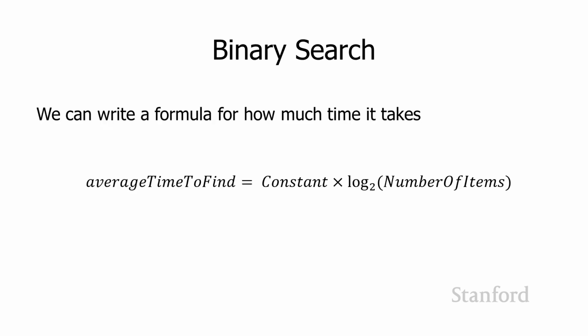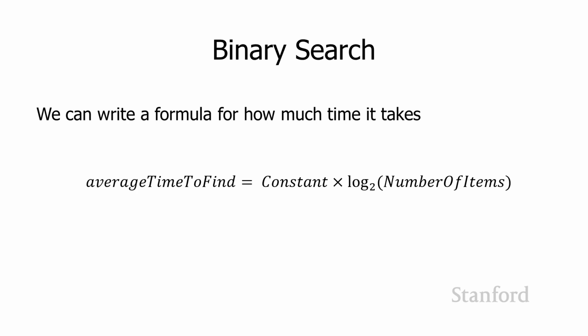Okay, so we can write the formula for how long it takes like this. Average time to find is equal to a constant times log base 2 of the number of items. And again, if you actually work out log base 2 of the number of items versus just the number of items, and you were to plot the two on a graph, you would see that log base 2 is much, much better.